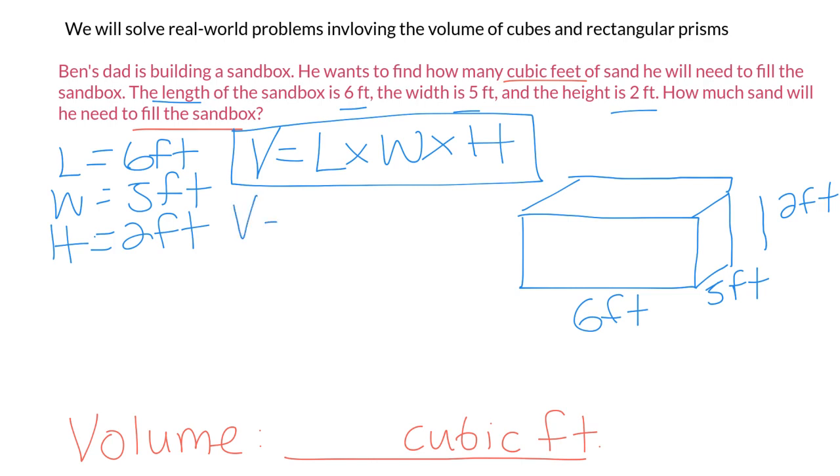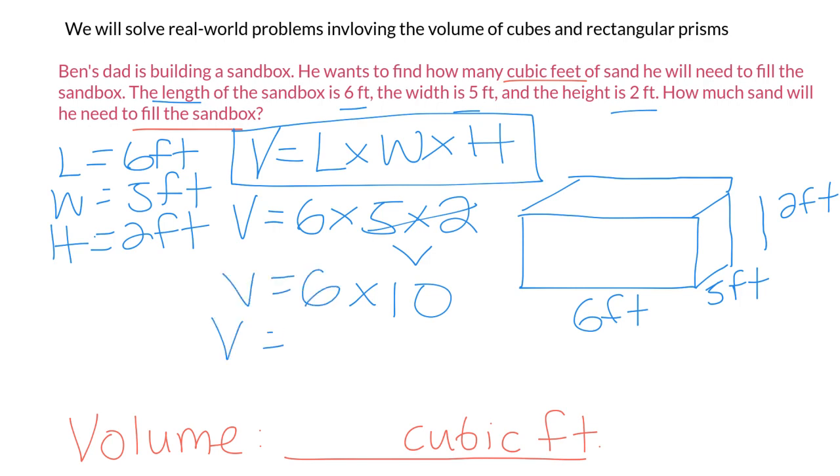Okay, now I'm going to fill in our dimensions, our length, our width, and our height. And then I'm going to choose how to kind of attack this. I am going to do 5 times 2 first. It's 10. I'm done with that piece. I'm going to bring down everything I haven't worked on yet. 6 times 10 is 60. So the volume of the sandbox, or how many cubic feet of sand would fill up the sandbox, is 60 cubic feet.